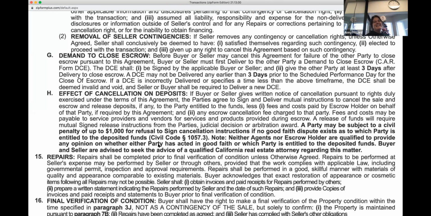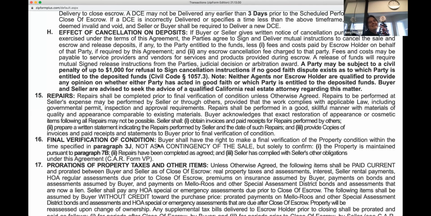H is the effective cancellation on deposits. If the buyer or seller gives written notice of a cancellation pursuant to rights duly exercised under the terms of this agreement, the parties agree to sign and deliver mutual instructions to cancel the sale and escrow and release deposits, if any, to the party entitled to the funds, less fees and costs paid by escrow holder on behalf of that party, if required by this agreement, and any escrow cancellation fee charged to that party. Fees and costs may be payable to service providers and vendors for services and products provided during escrow. A release of funds will require mutual signed release instruction from the parties, judicial decision, or arbitration award.